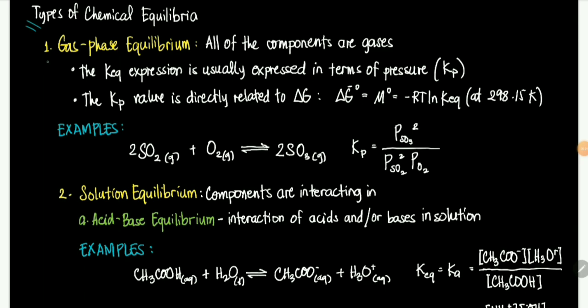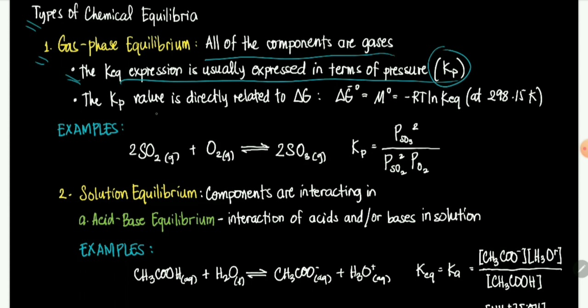So, for the first type, we have the gas phase equilibrium. So, in this equilibrium, all components are gases. So, the KEQ expression is usually expressed in terms of the pressure. So, Kp yung ginagamit kapag nag-express tayo ng equilibrium between gases. Okay? So, the Kp value is directly related to delta G given by this equation. Okay? So, delta G naught is equal to negative RT ln KEQ. So, kapag given kayo ng standard delta G ng reaction, makakalculate nyo na yung equilibrium constant.